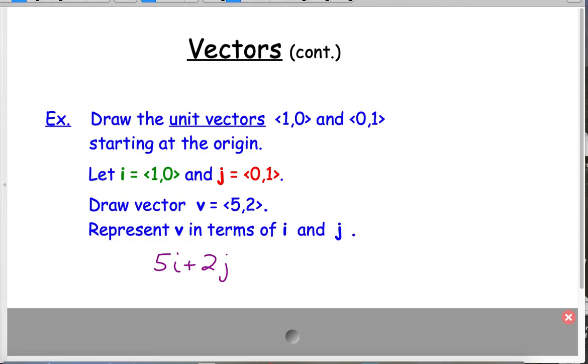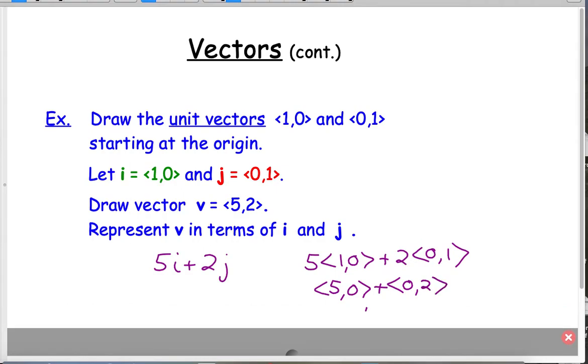And remember, i is the vector 1, 0. So this is the same as saying 5 times the vector 1, 0 plus 2 times the vector 0, 1. And if we perform the scalar multiplication, this becomes the vector 5, 0. And this becomes the vector 0, 2. And then when we add those together, the x components added give us 5, and the y components give us 2. And that indeed was the vector v that we were talking about.